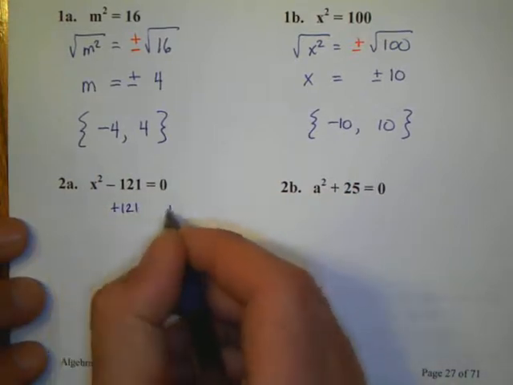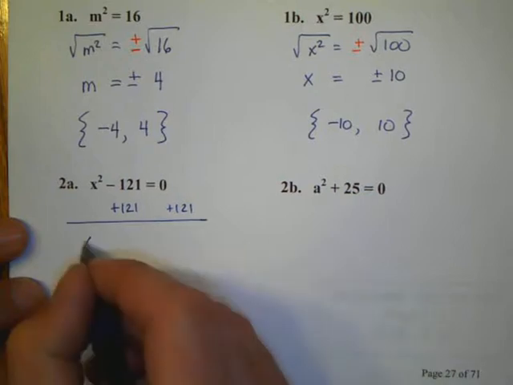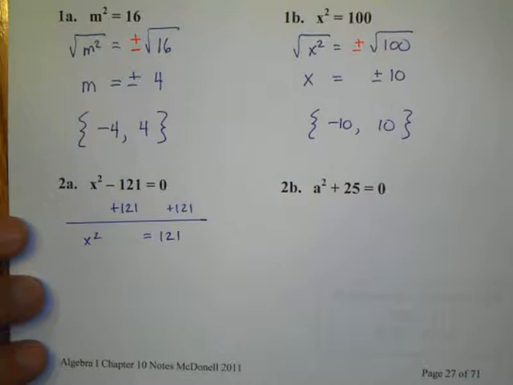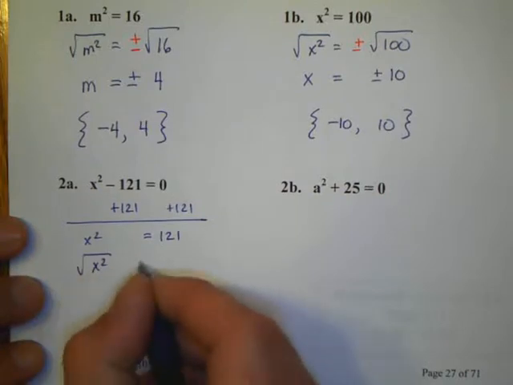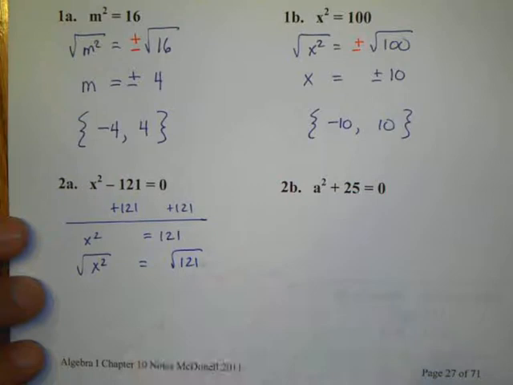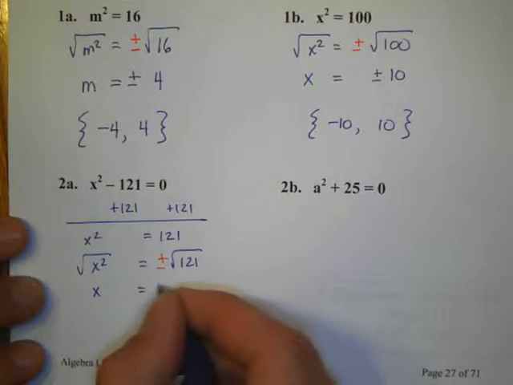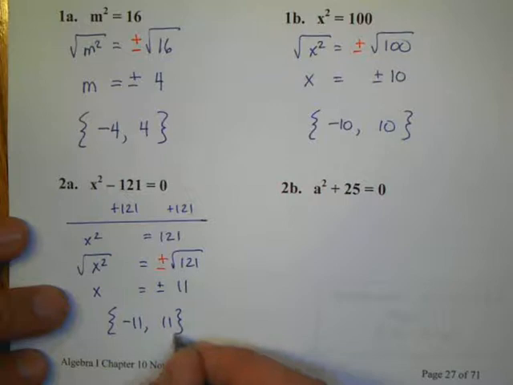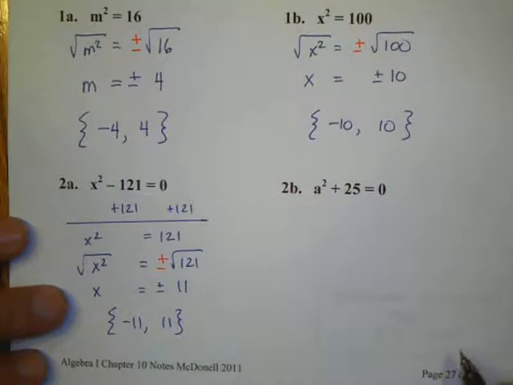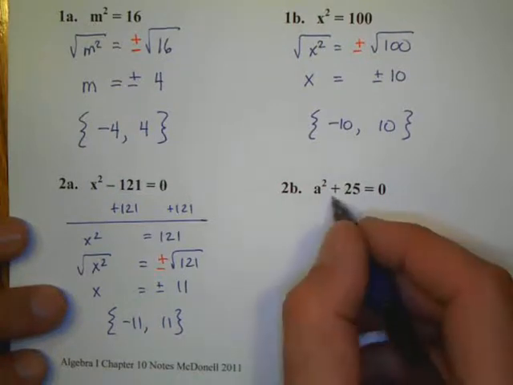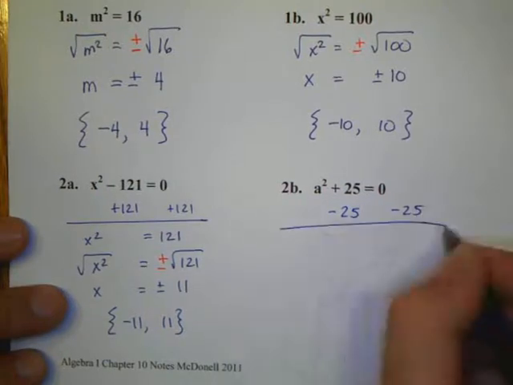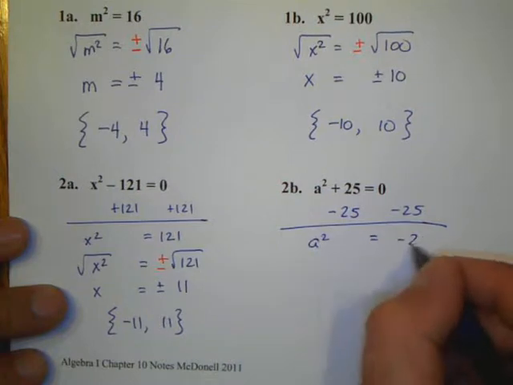Looking down at 2a, now we have subtracted 121 tacked onto the left-hand side. Well, our first goal is to isolate that x squared term. So let's add 121 to both sides. Now that we've done that, we have x squared equals 121. Now the problem is exactly like in 1a and 1b. We're going to take the square root of both sides, not forgetting that we have a plus or a minus out front, which leaves us with x equals plus or minus 11. Write it in set notation, -11 or +11.